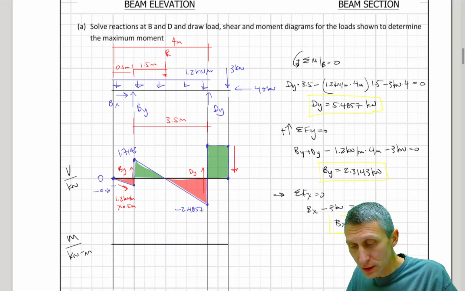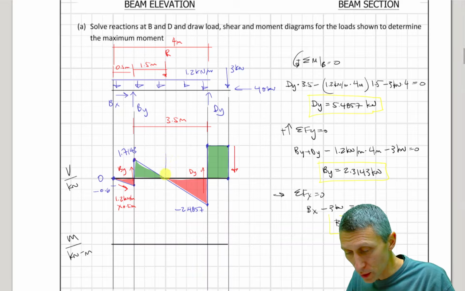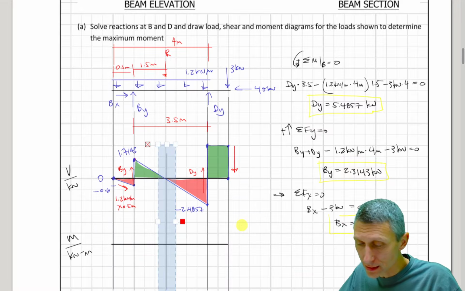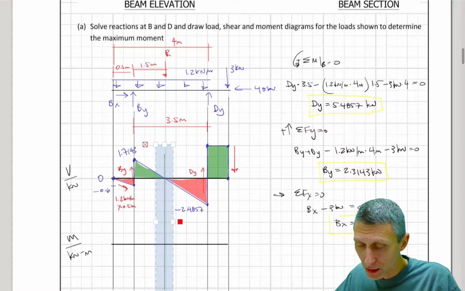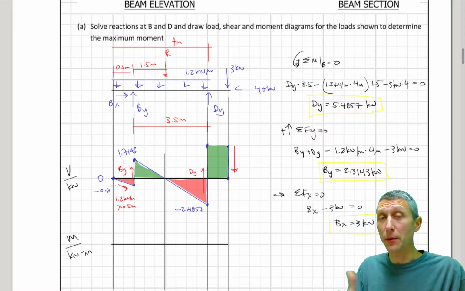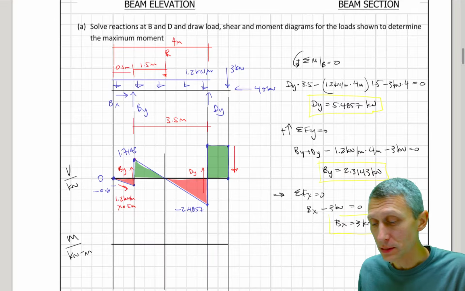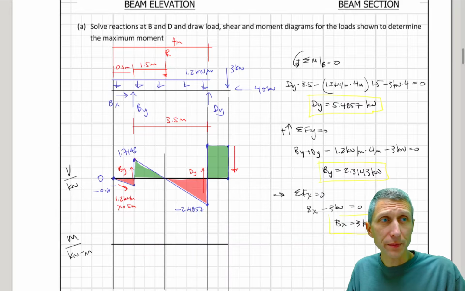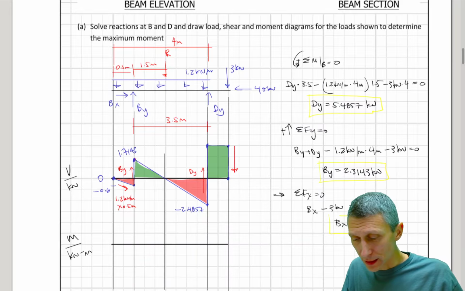Now what I like to do is drop one more line down here to show the place where we expect there to be a maximum moment. Where the shear is 0, we expect the slope to be 0. So that's going to be our maximum moment.